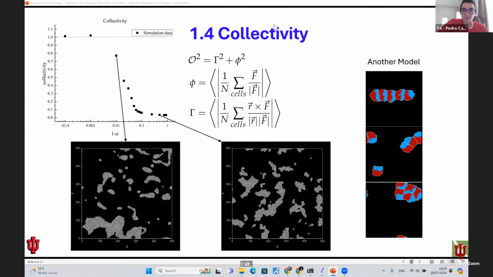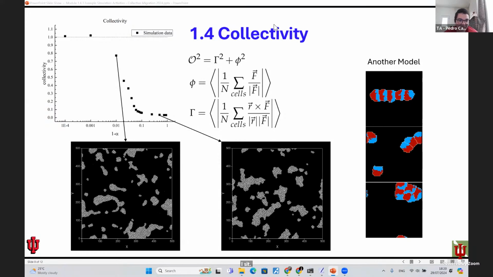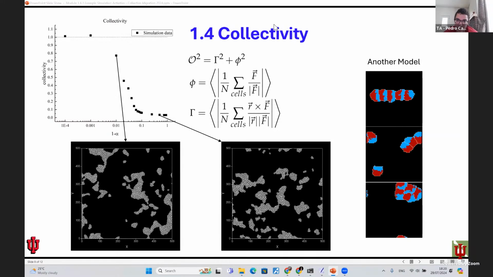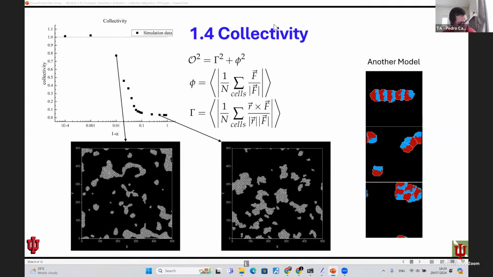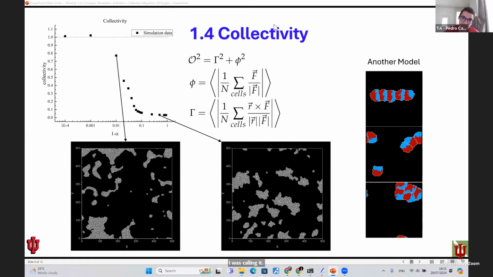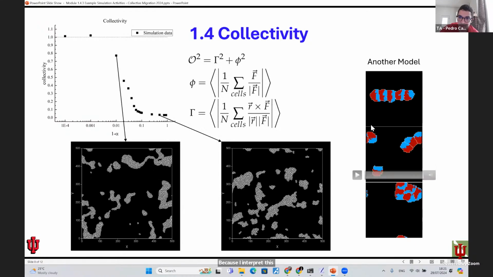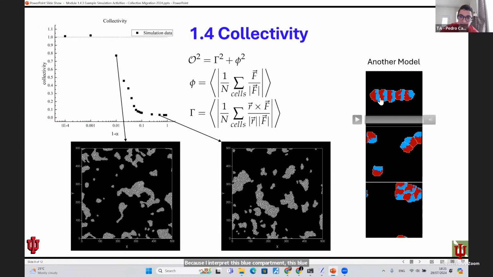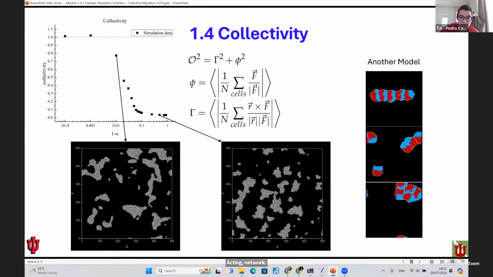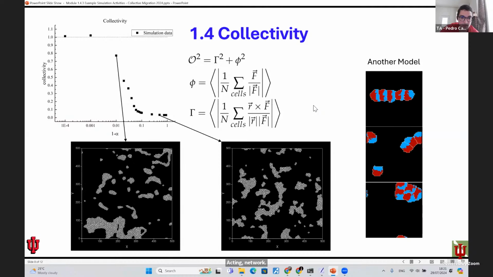What is the other model called? I didn't give it a name yet. I was calling it actomyosin migration, because I interpret this blue cell compartment as an actin network. Which process specifically? What is the process?